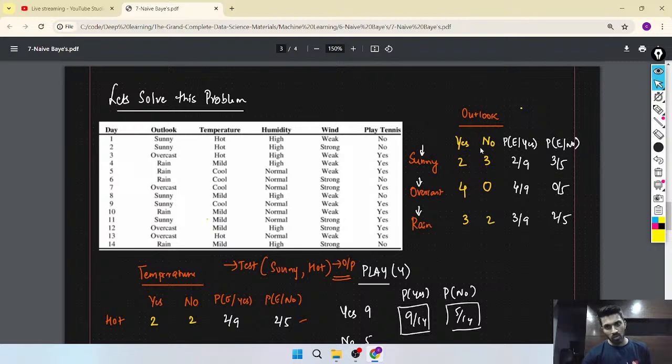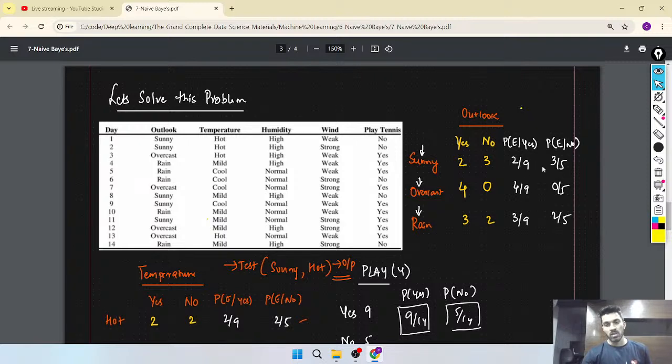So according to outlook, you have to apply the Naive Bayes formula. You have to find the probability of outlook being sunny, overcast, or rain. How many times is sunny coming? 2, 4, 3. How many times is yes coming together with sunny? You have to calculate this, and how many times no is coming, something like that. So the probability of yes, basically the probability of sunny given yes.